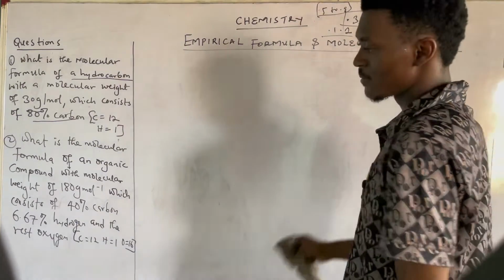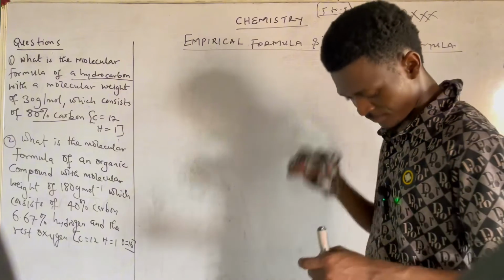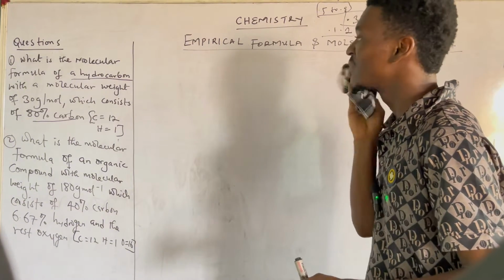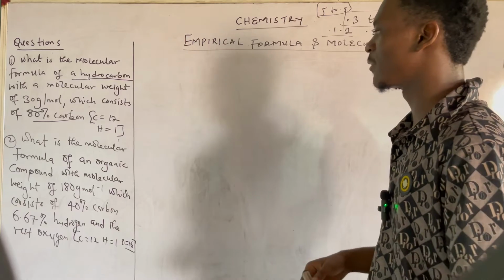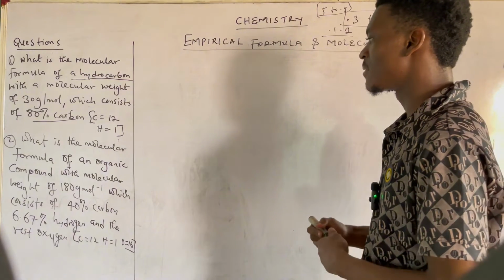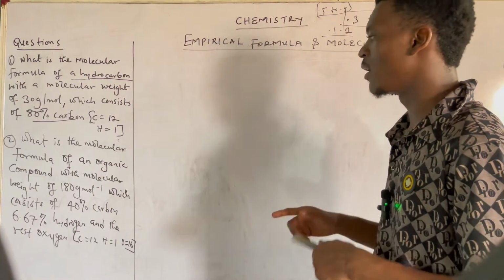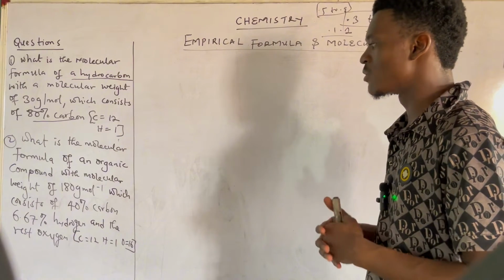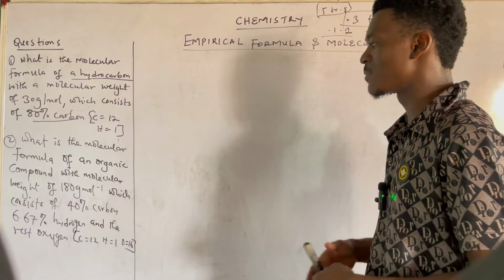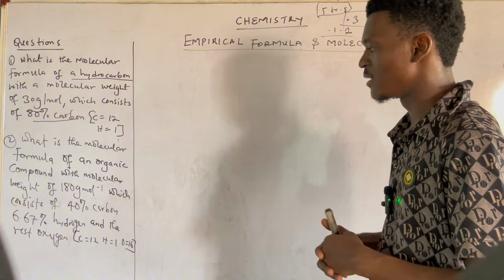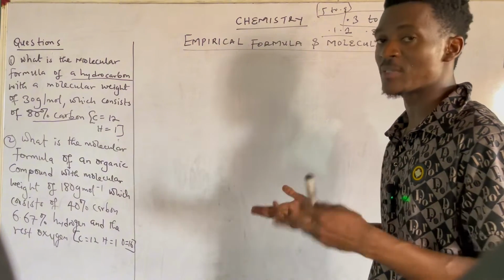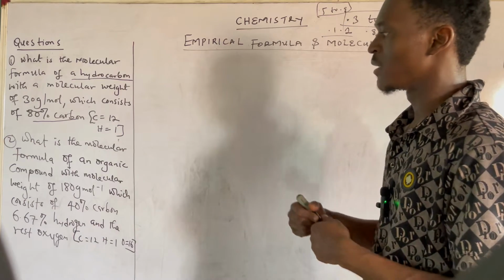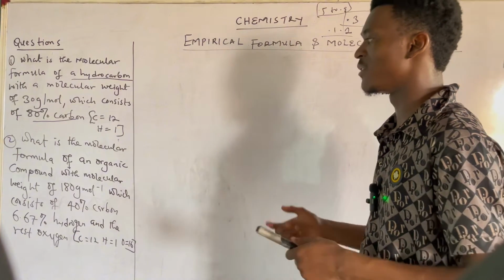So looking at question 2 there, we are given: what is the molecular formula of an organic compound with molecular weight of 180 grams per mole, which consists of 40% carbon, 6.67% hydrogen, and the rest oxygen. They didn't give us oxygen, but we are expected to get it ourselves. Alright? Now looking at this, it will be very, very easy.